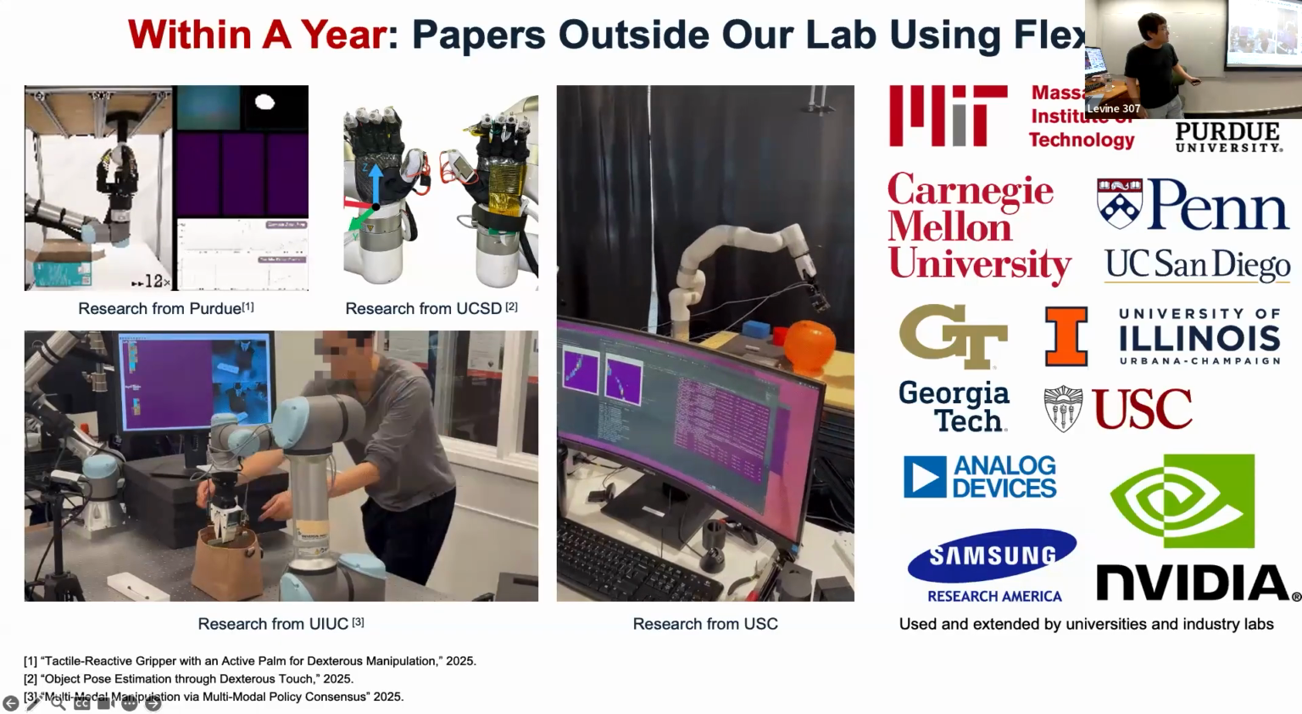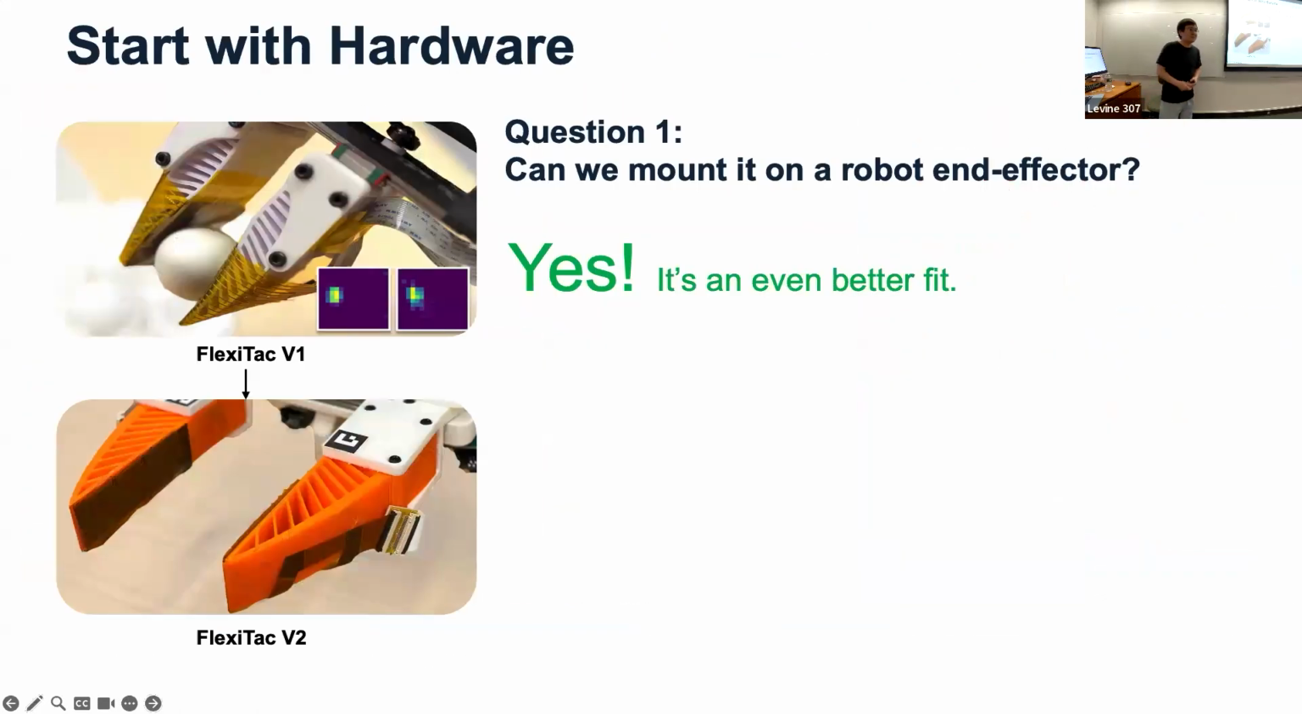Let's continue. So let's go back to question 1. Can we mount it to a robot end effector? Yes, definitely we can. It's even a better fit. So any questions so far?